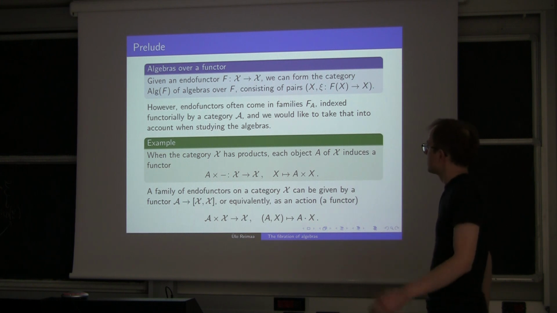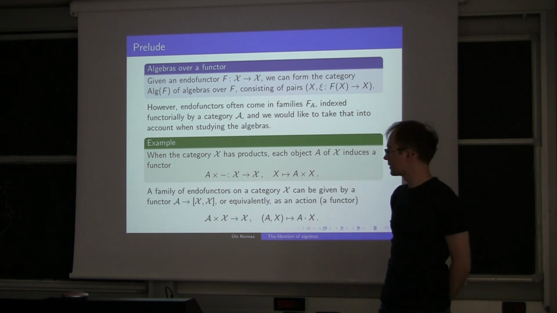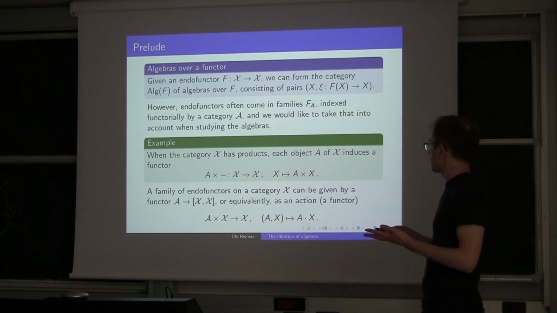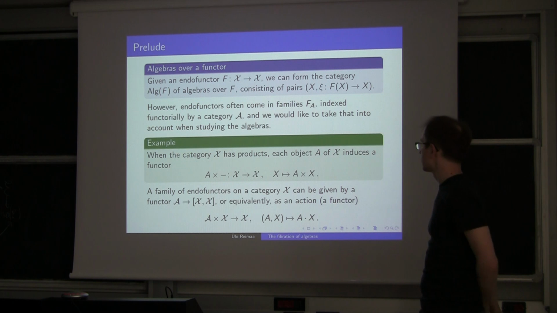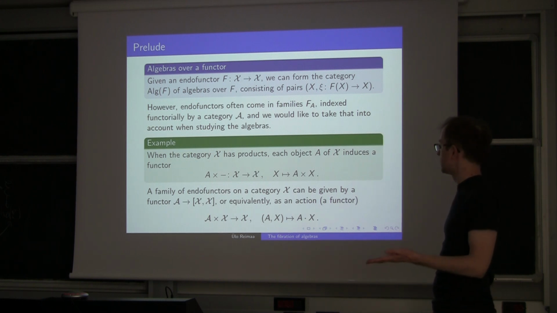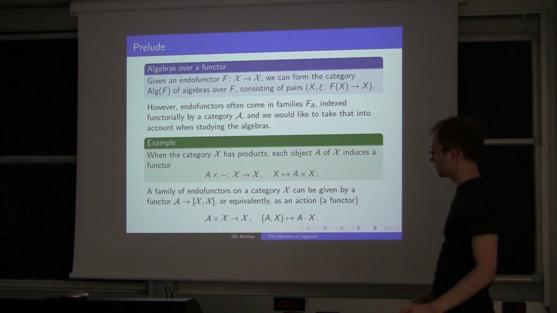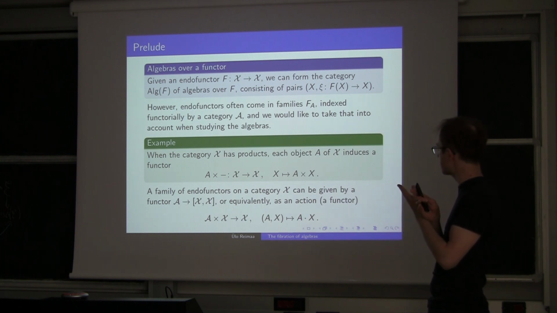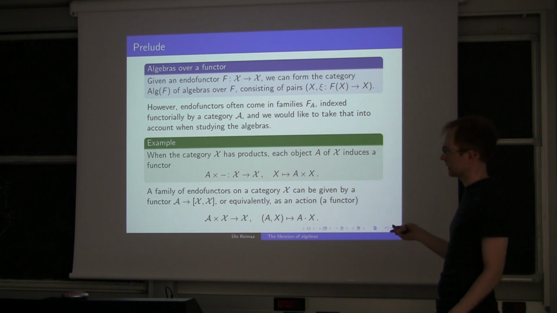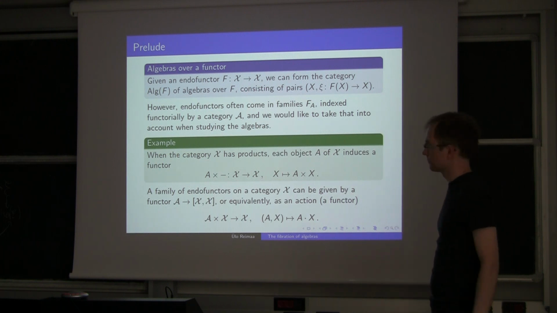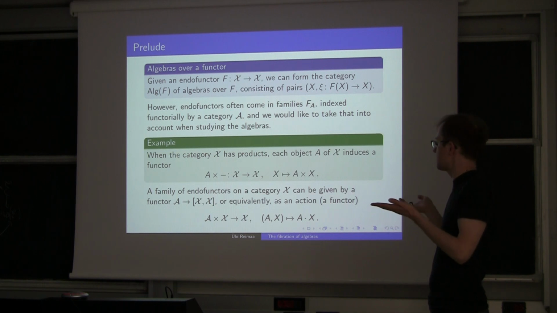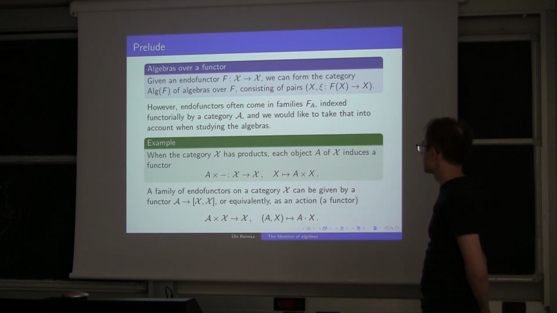So a simple example would be if our category has just the categorical Cartesian product, then any object will induce an endofunctor which will map some object x into the Cartesian product of this fixed object and x. So this is basically always available.